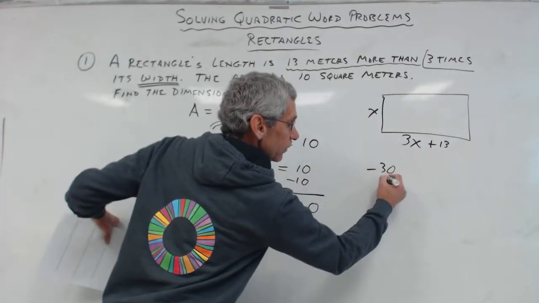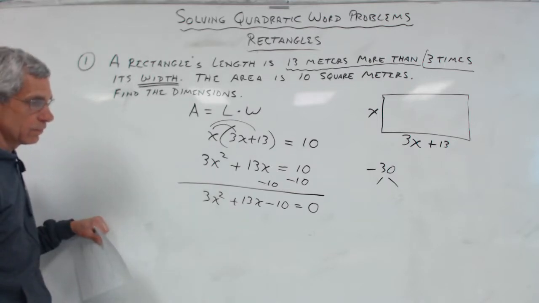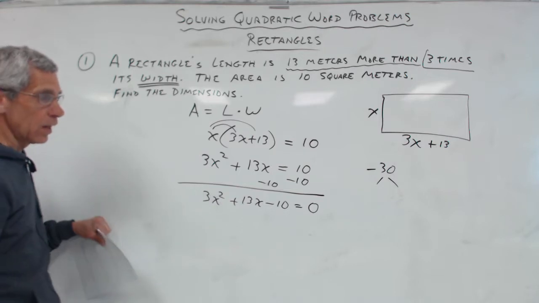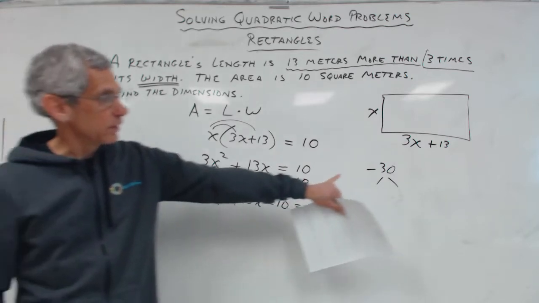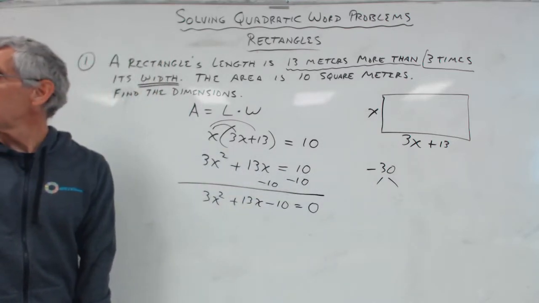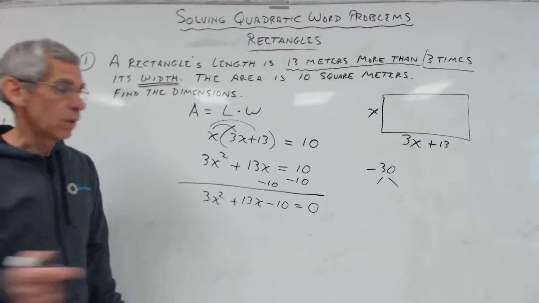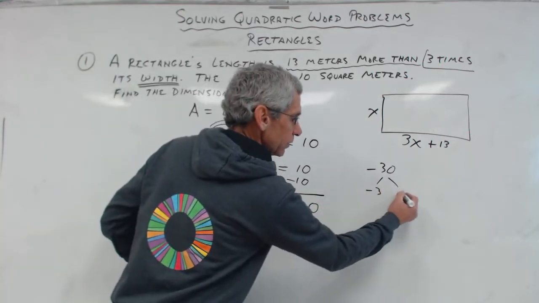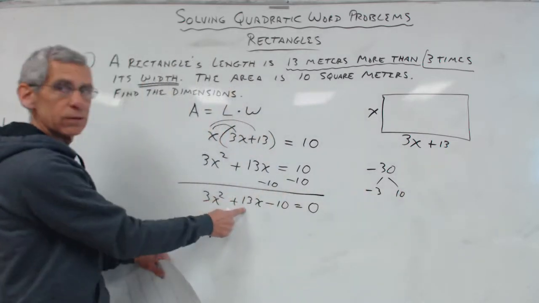I need factors of negative 30 that add to 13. Negative 10 and negative 3? But it's got to be negative 30. So one's negative. Which one? It'll be negative 3 and 10. Well, wait. Negative 3 and 10. Let's see what that gives us. That gives me 10 minus 3 is 7. That would give me a 7 here.